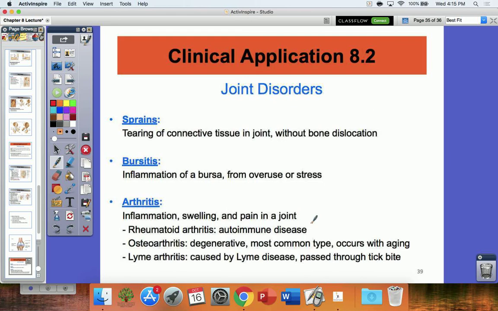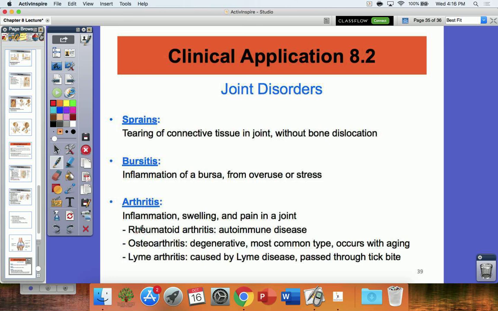We have another clinical application, just some of the joint disorders. I've already talked about bursitis, and kind of mentioned arthritis as being one of those things that could influence the wear and tear or the need for joint replacements. This is where you have swelling, a very painful issue within the joints. It can happen anywhere to any person. You can have a couple of different causes. The most common type is osteoarthritis. That's just from old age or time, normal wear and tear.